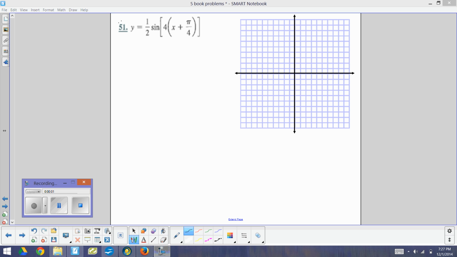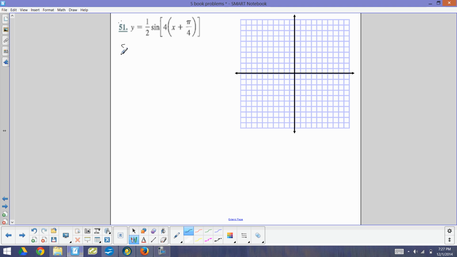Problem 51 from the review. First of all, you have to know what the sine curve looks like. And I hope that you know that the sine of x looks something like this, with a period of 2 pi. Now I'm going to look at 1/2 sine of 4x, just that part of it.